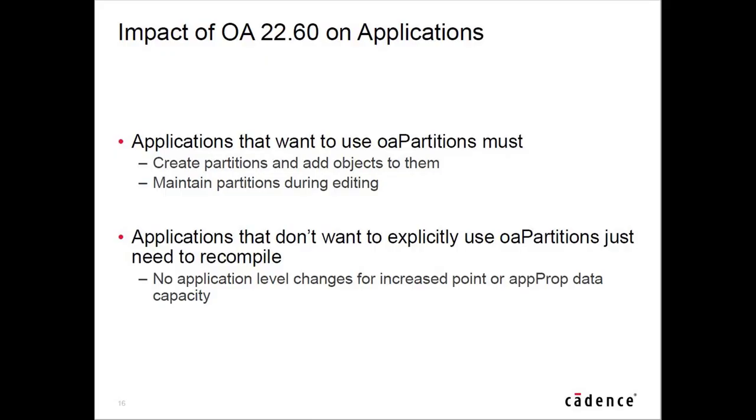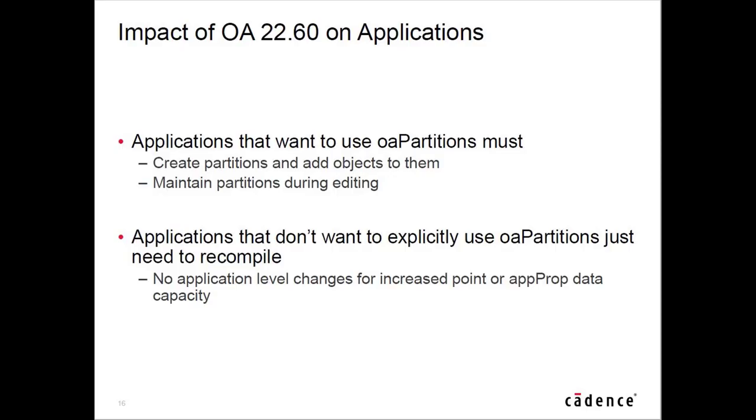And again, if you want to start working with OA 2260 and use partitions, you need to create partitions and add objects to them. Then during editing, you'll need to register observers to move objects to the right partition, say if they are modified in a way that might mean they belong to a different partition. If you delete objects, they'll be automatically removed from partitions. But if you create or modify them, you need to make sure as an application that they go into the right partition for you.